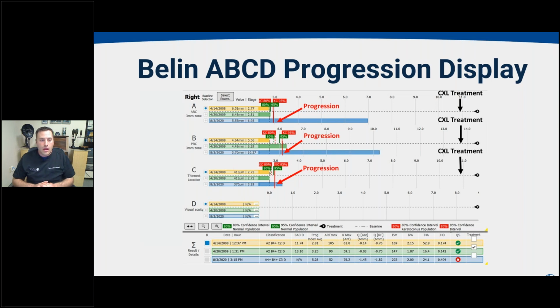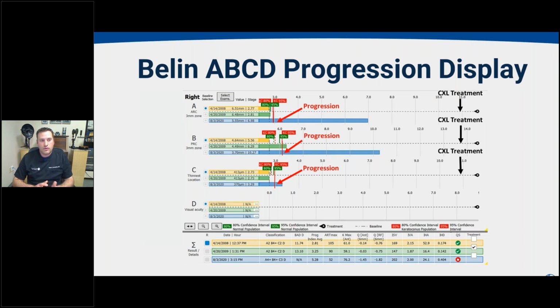And then the change that you see around that point in curvature, so moving to the right means the curvature has become steeper, is then evaluated against a normal population in green and a keratoconic population in red. And as the bars extend past the green, that is an indicator of possible progression.